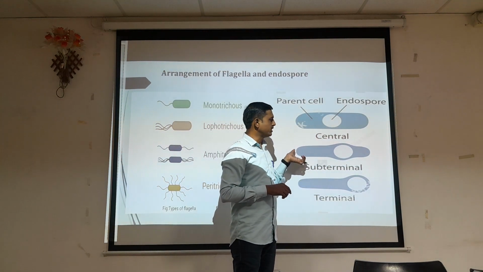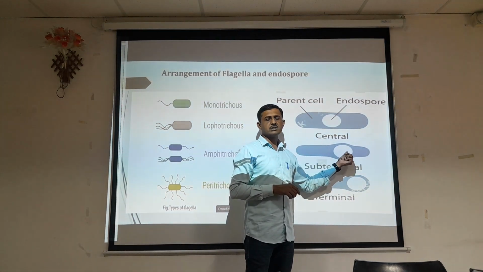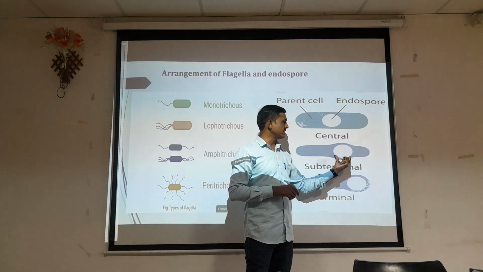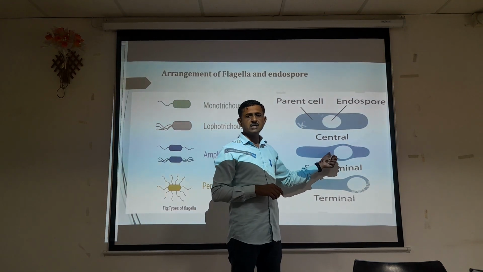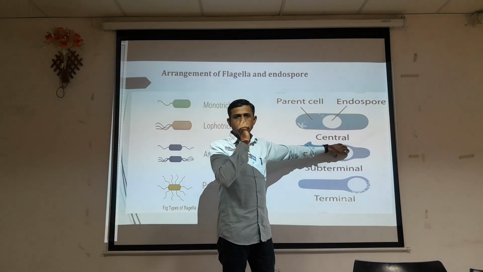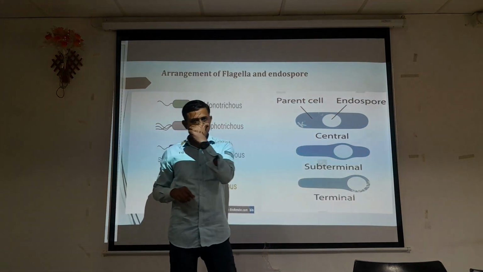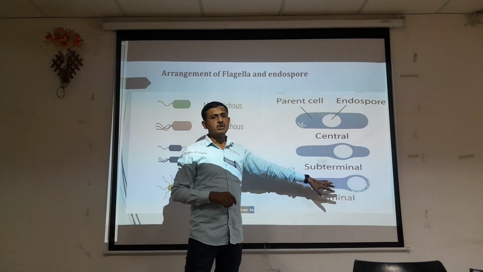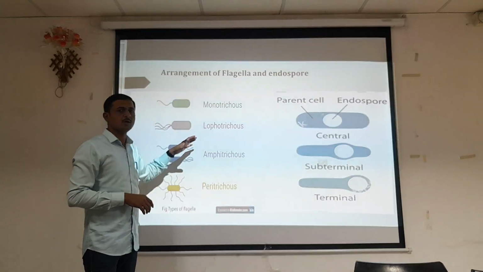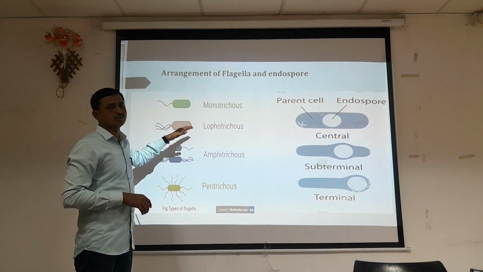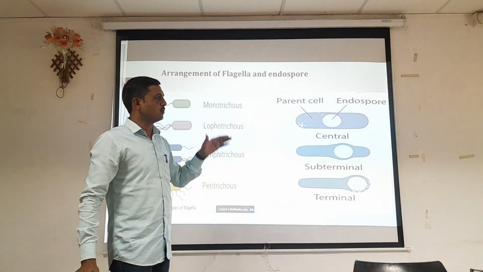If the spore is present away from the center and away from the terminal end of the bacillus cell, it is a subterminal endospore. That means it is not present at the terminal end or at the center. When the endospore is present at the terminal end of the bacterial cell, it is a terminal type of endospore. So depending upon these characteristic patterns, we can distinguish bacteria into different groups on the basis of their flagellar arrangement and spore structure.